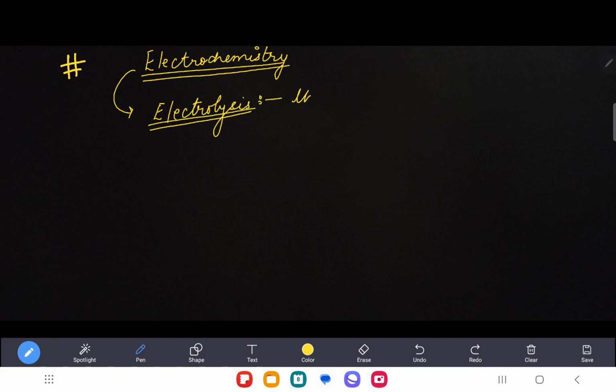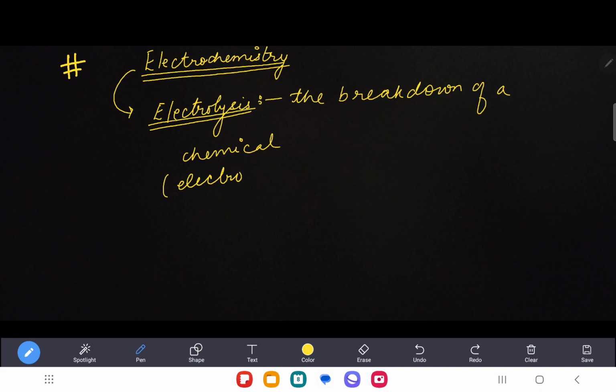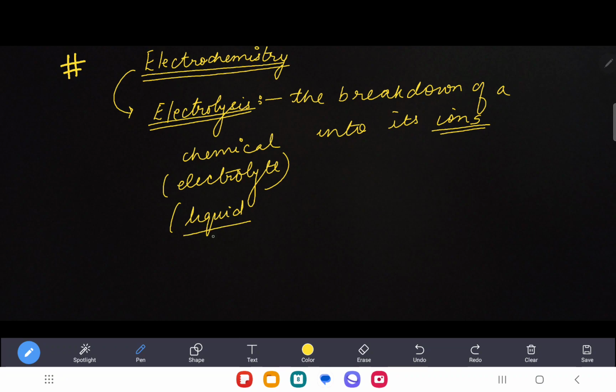इलेक्ट्रोलिसिस का मतलब है you are breaking down, right? The breakdown of a chemical. What is a chemical? Any electrolyte, right? Into its ions is what you call exactly any liquid. And which liquid? Any liquid which can give off its ions. Like for example, NaCl is a salt, but it can break down into its ions as Na plus and Cl negative.